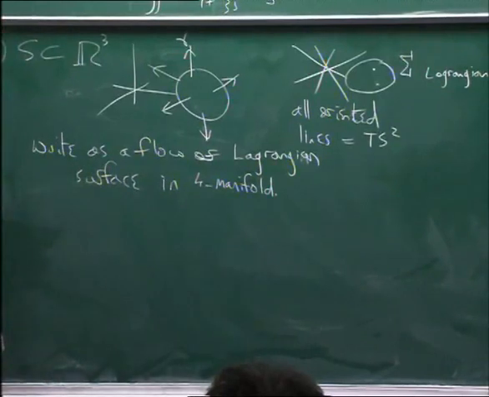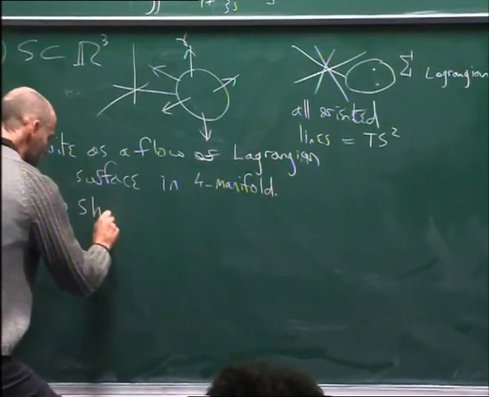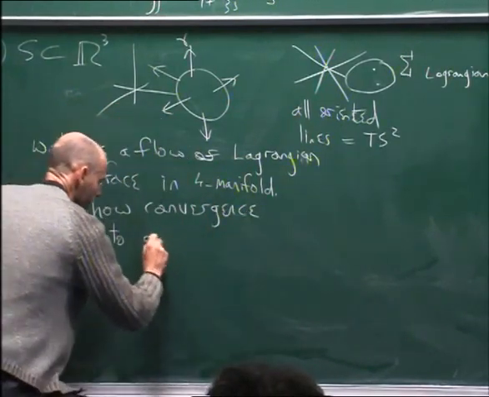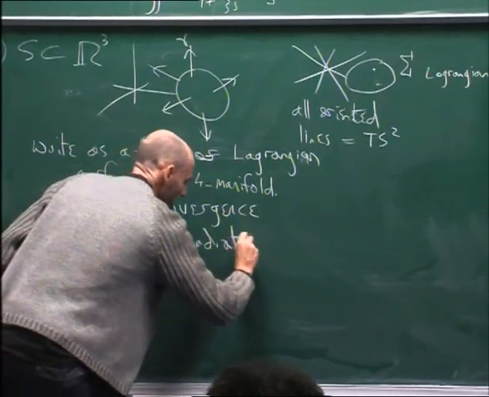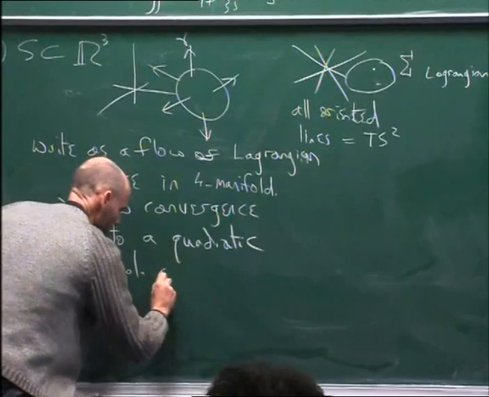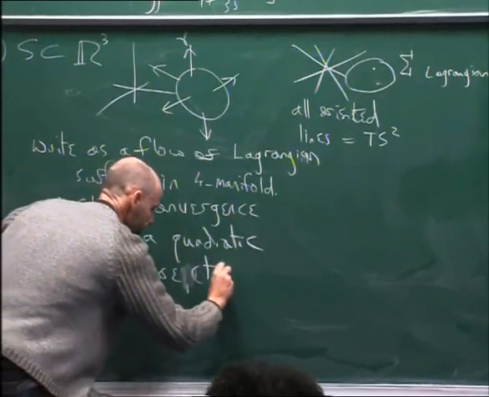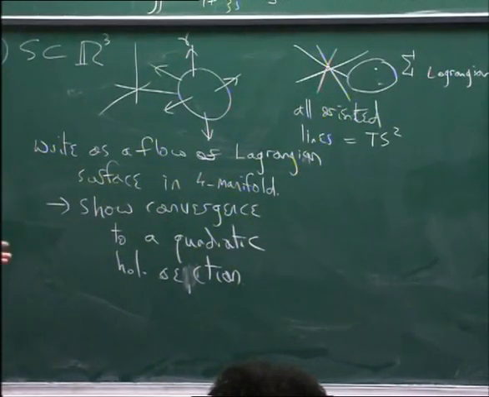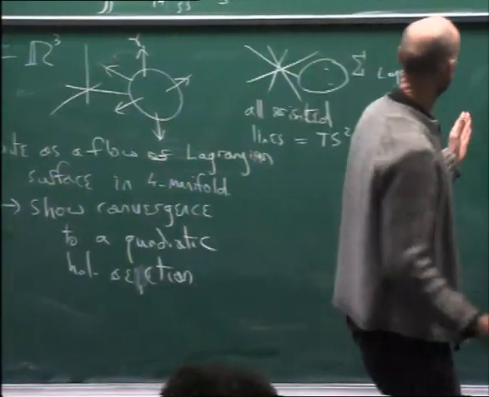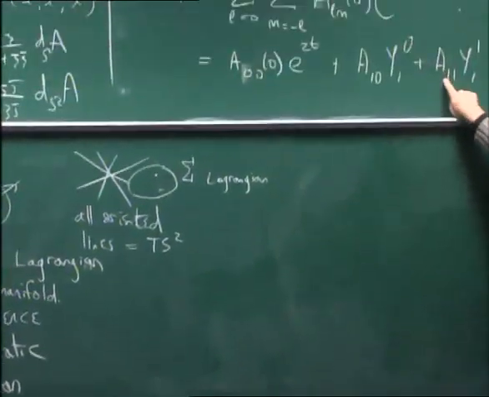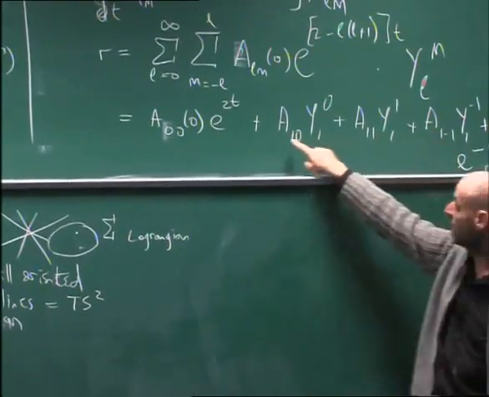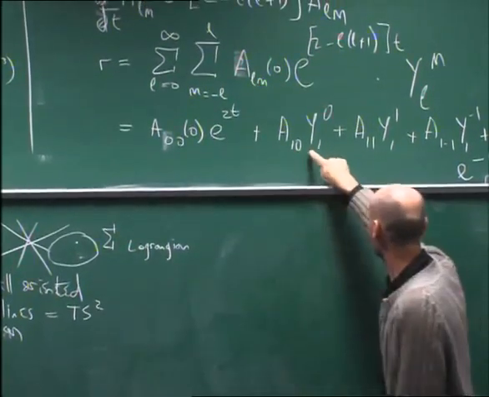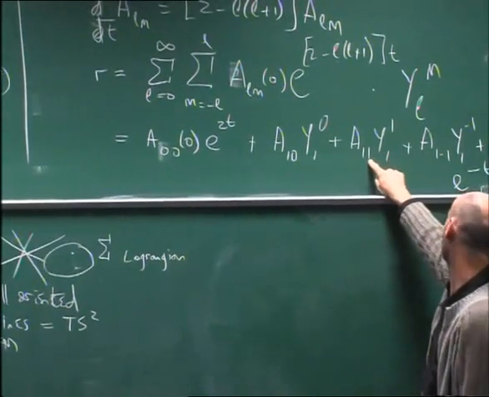So we write it as a flow of this Lagrangian surface, and then we show convergence to a quadratic holomorphic section of TS2. Okay, what is that quadratic holomorphic section? Well, it's parameterized as a three-parameter family, and that three-parameter family are precisely the three numbers that appear here. So these three numbers, under the flow of the support function, are precisely A10, A11, and A1-1.